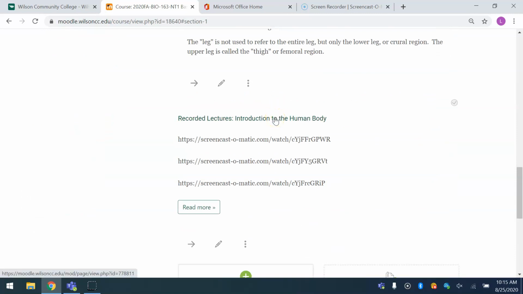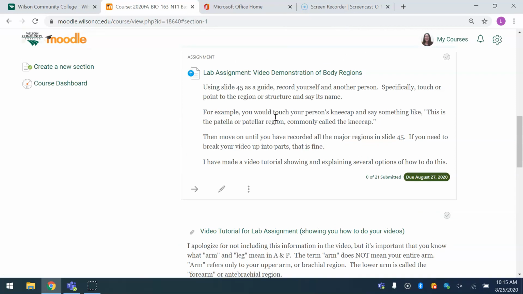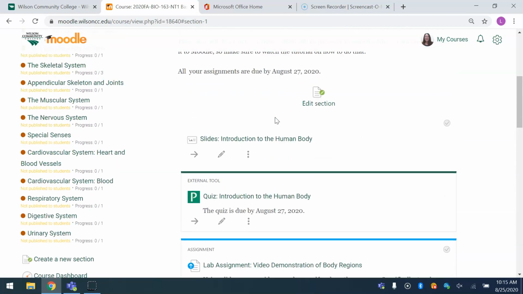Now, this is myself going over the slides with you. In the case of Chapter 1, Introduction to the Human Body, I didn't start with slide number 1. I started with the slides that introduced material that I'm pretty sure you may not have ever seen before, and you needed to hear the words and how they're pronounced. So I started with the body systems, and I went all the way to the end of the slides. Now, the recorded lectures, some students find them useful, some don't. So they are there for you to use.